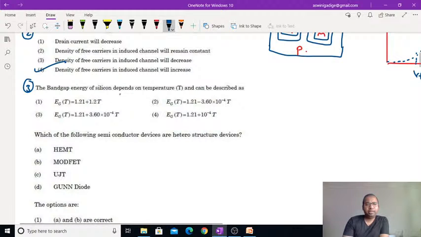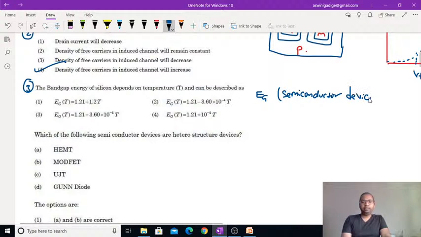The band gap energy of silicon depends on temperature and can be described as the band gap energy of the silicon. So silicon is nothing but a semiconductor. As we know, for semiconductor devices, the energy band gap is nothing but the gap between the conduction band and the valence band. That means energy band gap can also be given as EC minus EV.